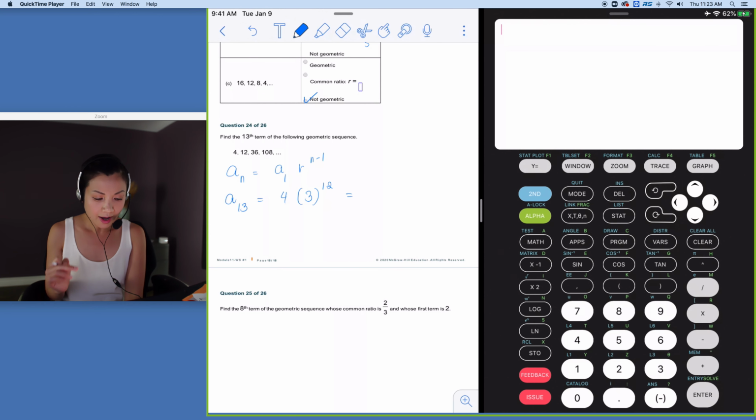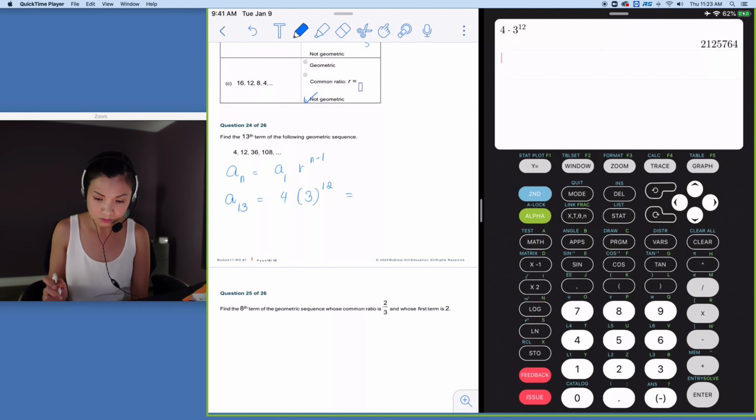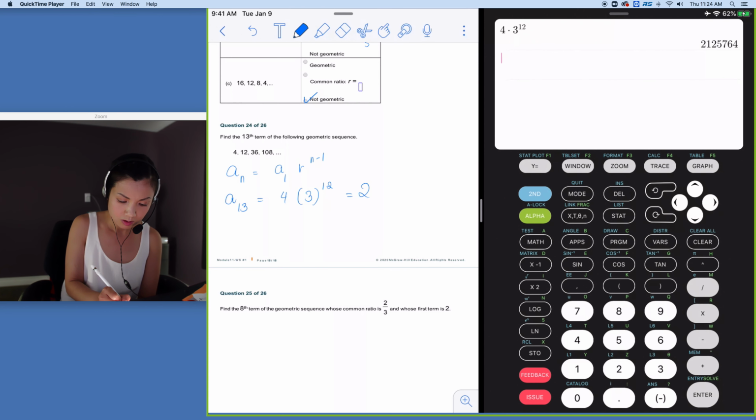Make sure you take care of the exponents first. I'm using a graphing calculator, so technically I don't have any problems with the exponents. But if you use a scientific calculator and you can't see the number, make sure you take care of the exponents first. Okay, so it's a big number, 2,125,764.